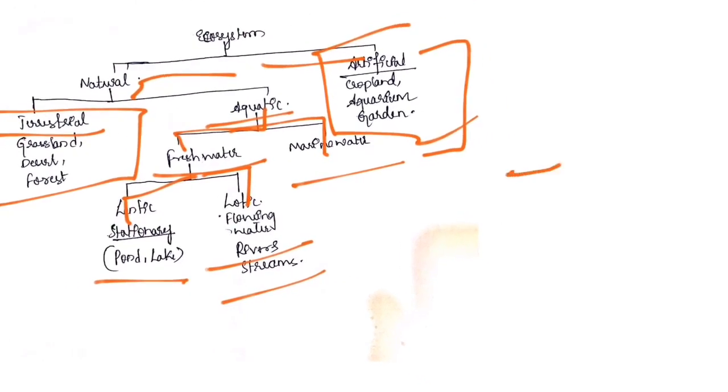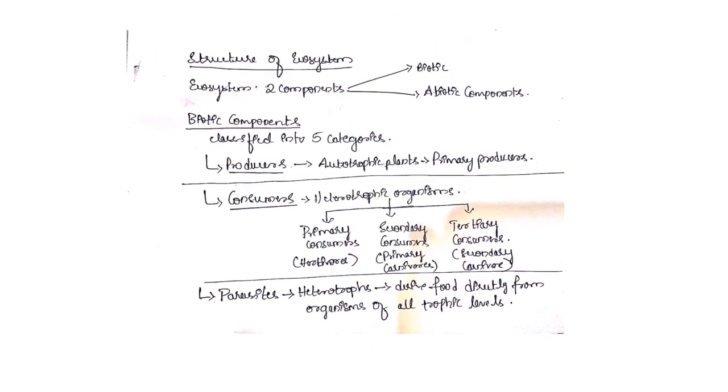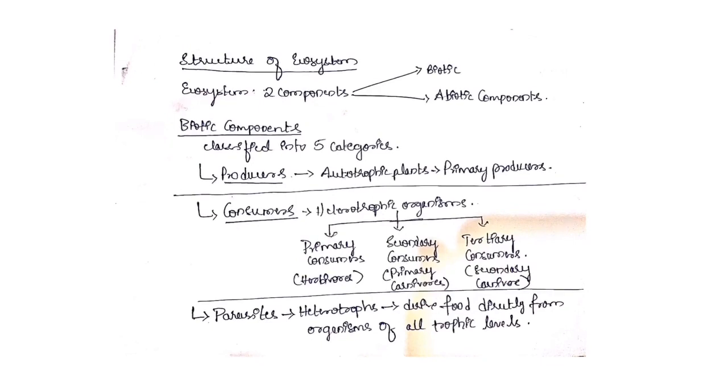Next, structure of ecosystem. The ecosystem has two components: biotic components and abiotic components. In our previous chapter, organisms and population, we discussed what abiotic components are, like temperature, water, soil, etc. And now in this chapter we are discussing only the biotic components.